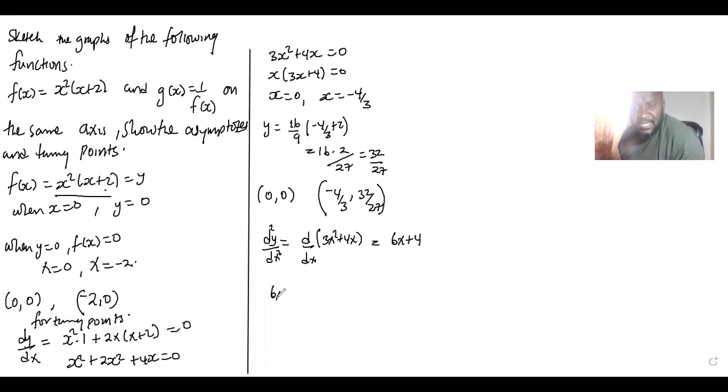Now substituting into 6x plus 4, put there x is 0. When you put there x is 0, you get a positive 4. Positive calls for a minimum. So this is a minimum.